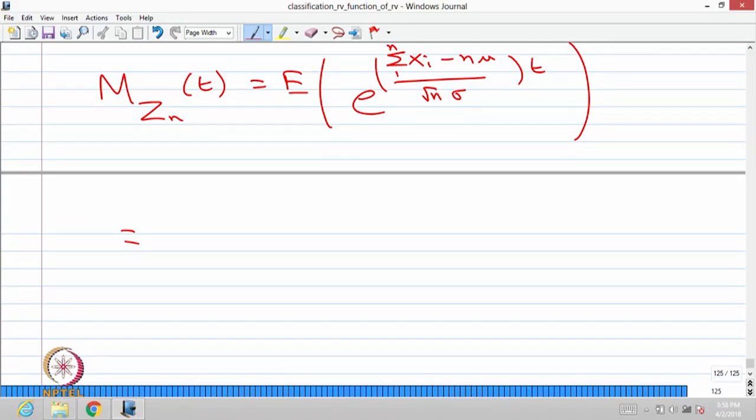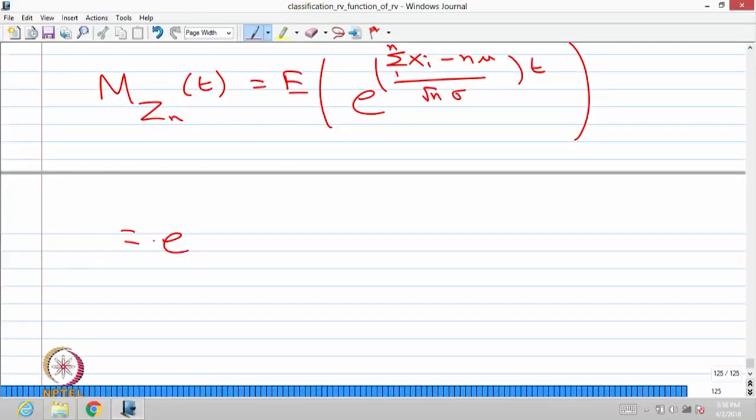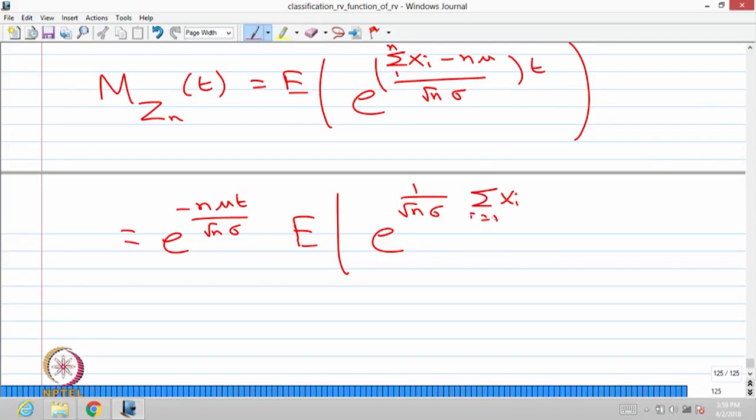This is possible as long as the MGF of Xi exists. Therefore, we made the assumption that the MGF exists. All the constants you can take out. Therefore, it is going to be exponential of minus n times mu t divided by square root of n sigma, multiplied by the expectation of e power 1 divided by square root of n sigma, then the summation of xi's, i equal to 1 to n, times t.